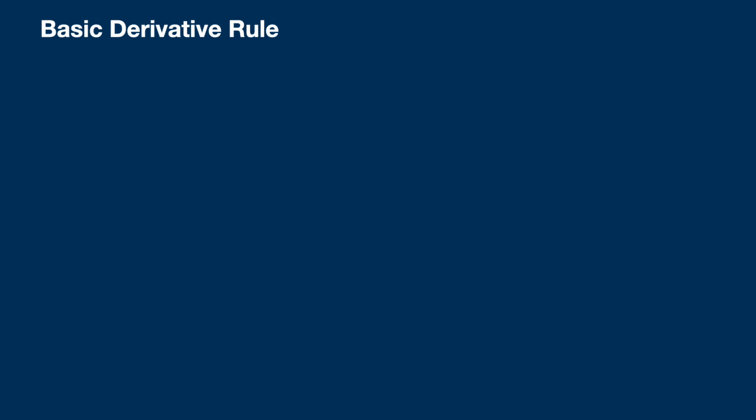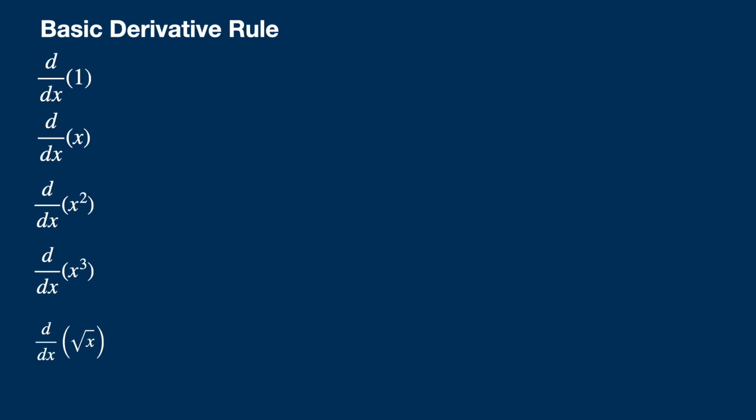Let's do the basic derivative rules. Here is a basic function I gave to you. Let's find the derivative. What's the derivative of 1? That's going to be 0. Generally speaking, when you're looking for the derivative of a constant, it's going to be 0. Second, what is the derivative of x? That's going to be 1. The derivative of x squared is 2x. The derivative of x cubed is 3x squared.